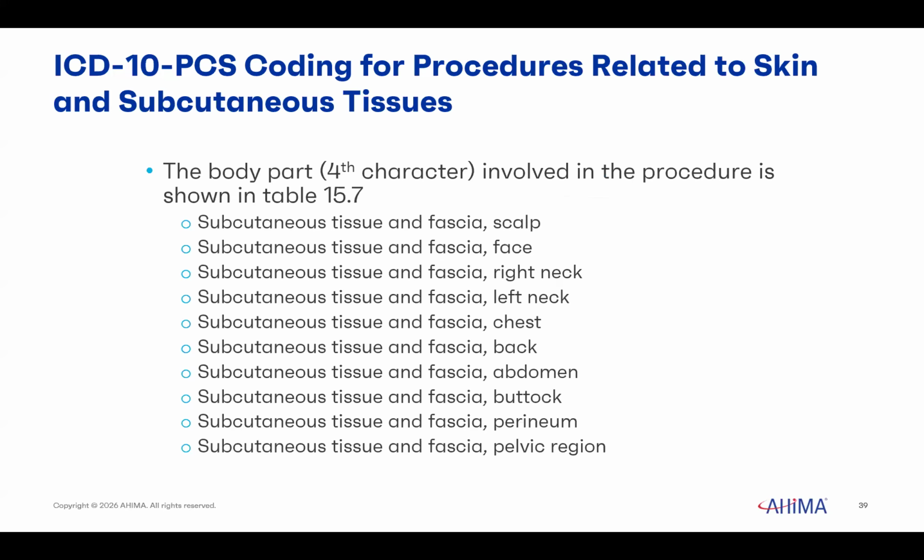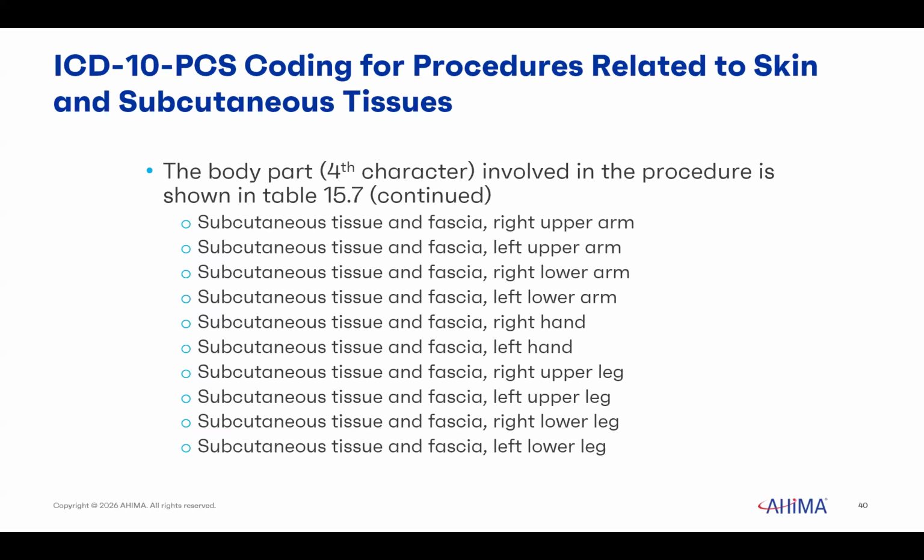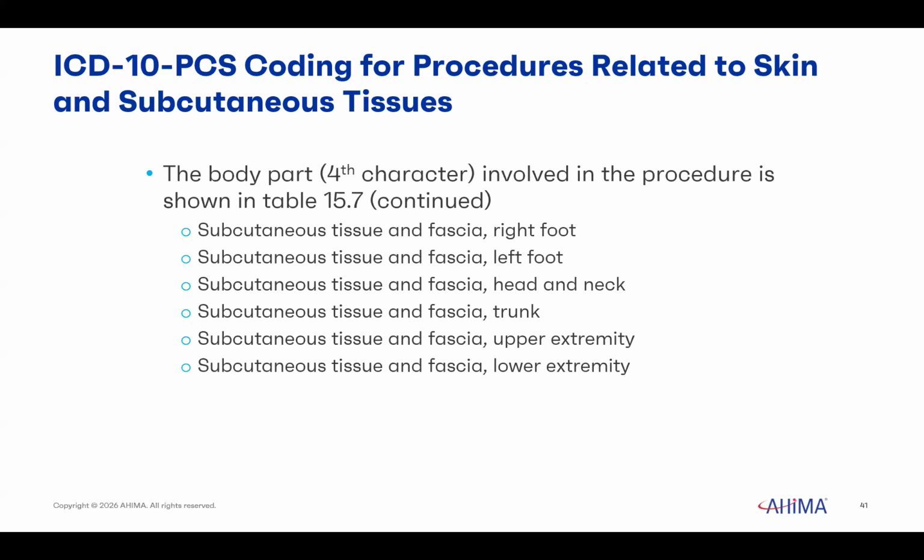The fourth character is the body part, and like the skin, it starts with subcutaneous tissue and fascia, scalp, subcutaneous tissue and fascia, face, etc. And these are mentioned on this slide and also in table 15.7 in your textbook. And you can see more of them here: right upper arm, left upper arm, very similar to what we saw earlier with the skin itself. Again, right foot, left foot, and so on.